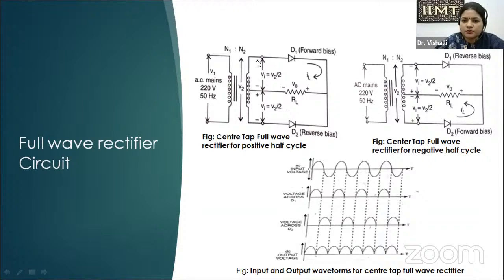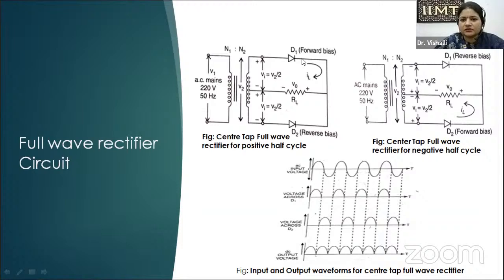If the upper end is positive and the lower end is negative, the polarities at the center tap are also defined. D1 is now forward biased because its P is connected to the positive and its N is connected to the negative, so it will conduct. Whereas for diode D2, P is connected to negative and N is connected to positive. So D2 will be reverse biased and D1 forward biased. It means D1 will conduct and D2 will not conduct; D2 will be in the cutoff situation.